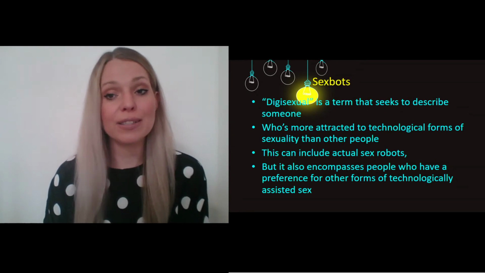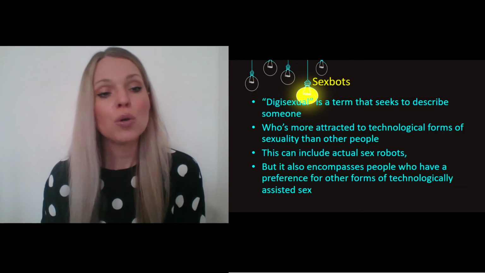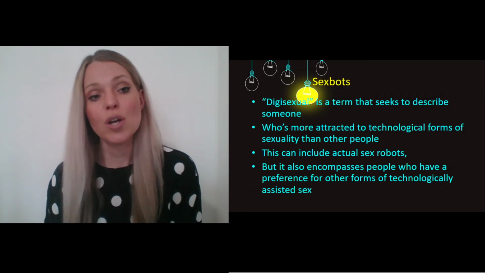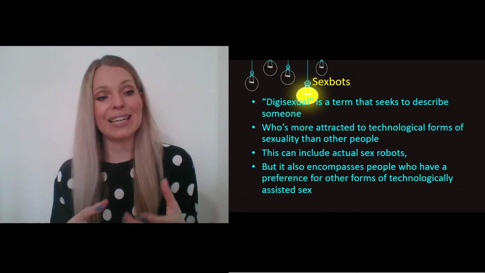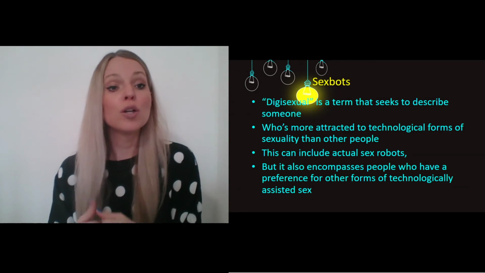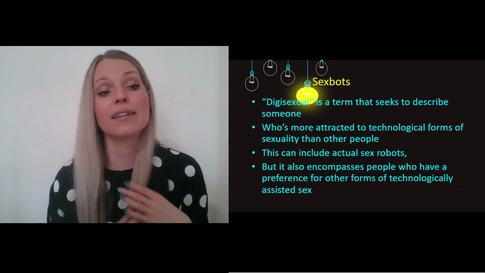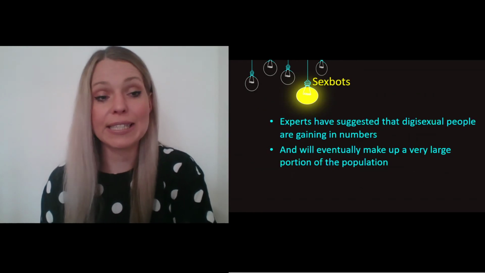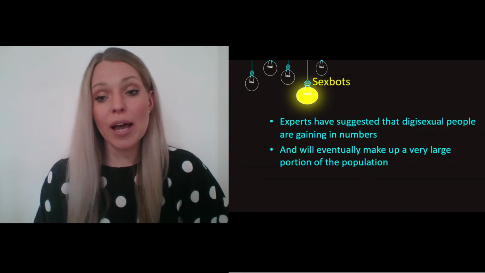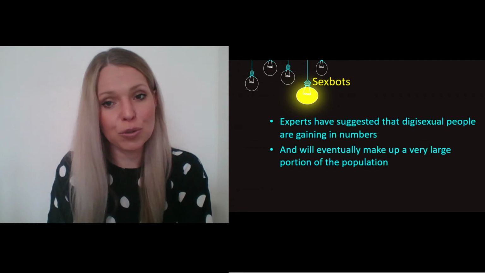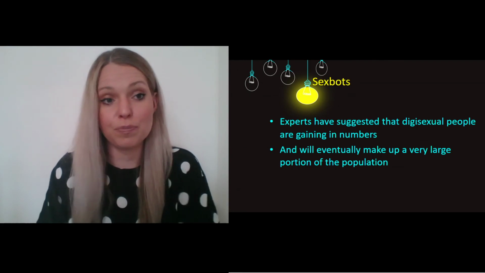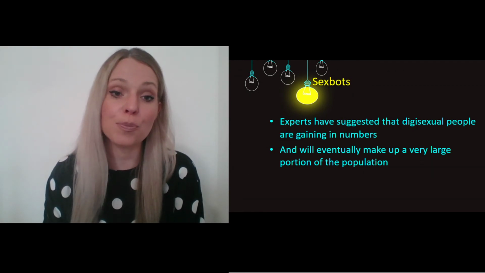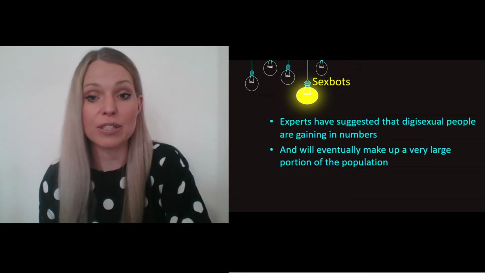And so digisexual is a term that seeks to describe someone who is more attracted to technological forms of sexuality than other people. So the technological form of sexuality is more exciting or more acceptable to them than with another human being, and this can include actual sex robots as well, but it can be any kind of assisted sex. And so this digisexuality is gaining much popularity, and it's just gaining in numbers, and eventually they will make up a very large proportion of the population, as researchers suggest.